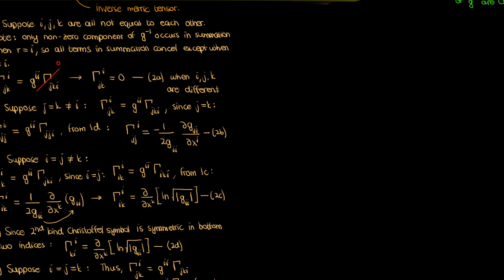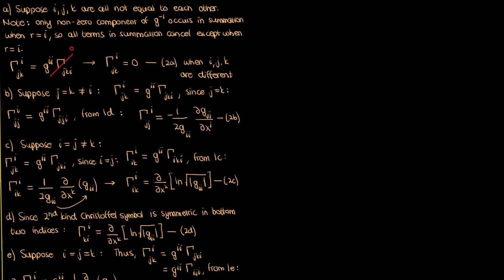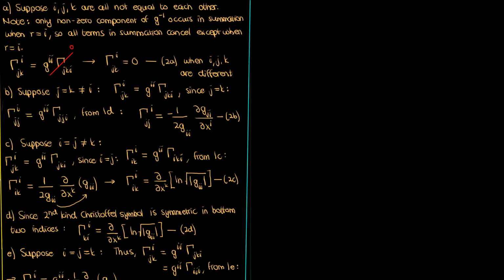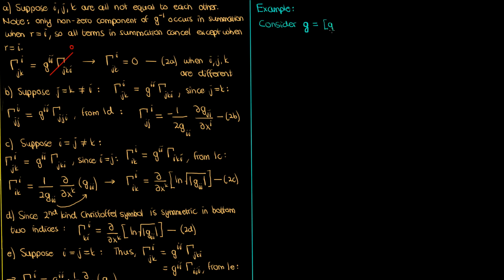So there you have it. We found the formulas for the Christoffel symbols of the first and second kind corresponding to a diagonal metric tensor. Let's now apply these formulas to an example. We'll consider a diagonal metric tensor that looks like this. The first diagonal element is some function negative b of r, the second is some other function a of r, while the third and fourth elements are the following.